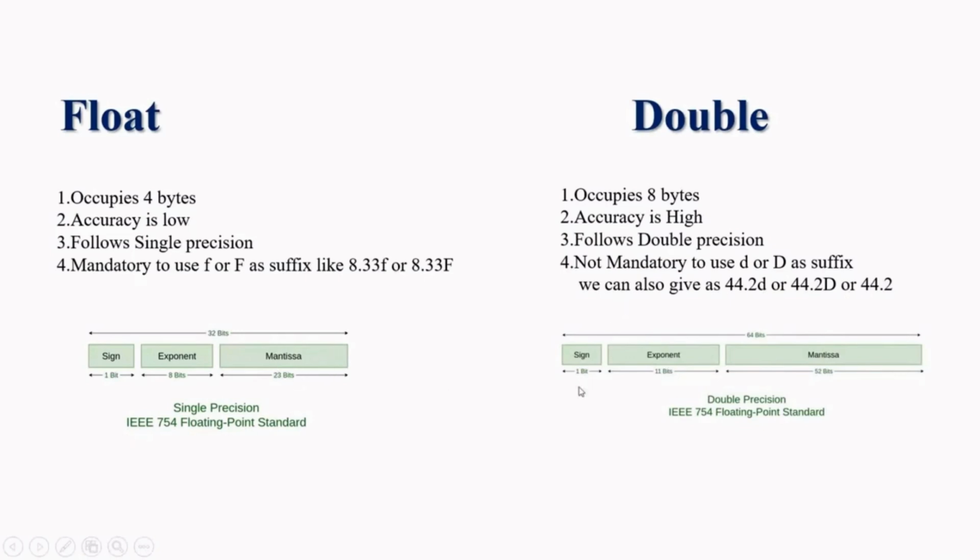In the same way, double also contains sign, exponent, and significand. In double, it contains 64 bits, meaning 8 bytes. Okay? And these are the differences between float and double. So remember, this is a frequently asked question for freshers.